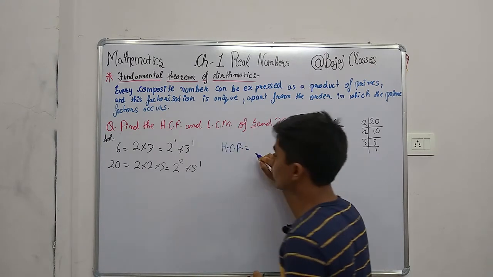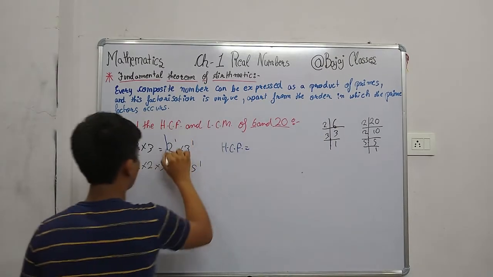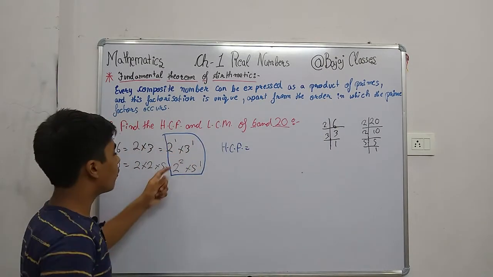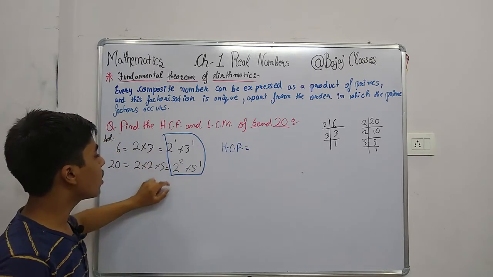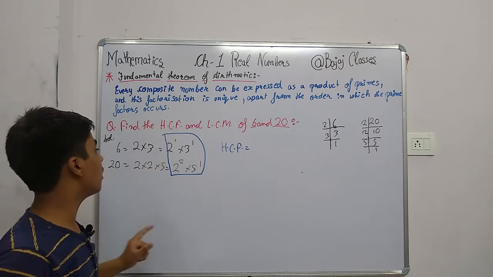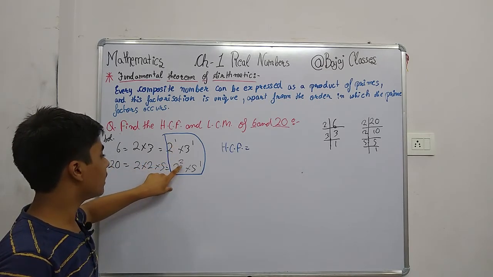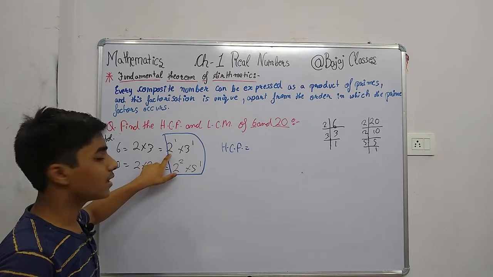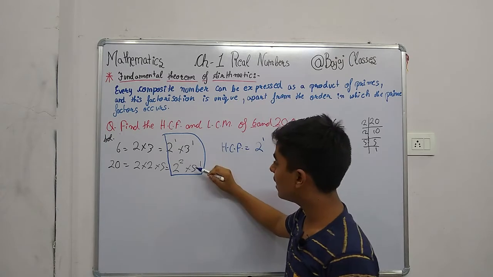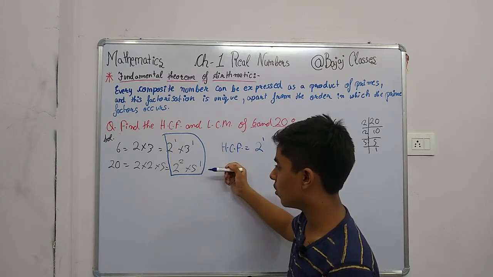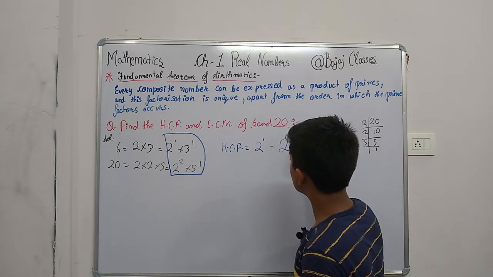HCF equals, what is HCF? We have to take the common factors. We have to remember only the power side. Now what is common? 2. 2 is a factor which comes in both numbers, 6 and 20. So we have to take the least power of this common factor. In 6 it has power 1, and in 20 it is power 2. So we will take 2 raised to the power 1. Can you find any other similar factor in these two numbers? No, because 3 and 5 are not common, only 2. So the HCF will be 2 raised to the power 1, which equals 2.